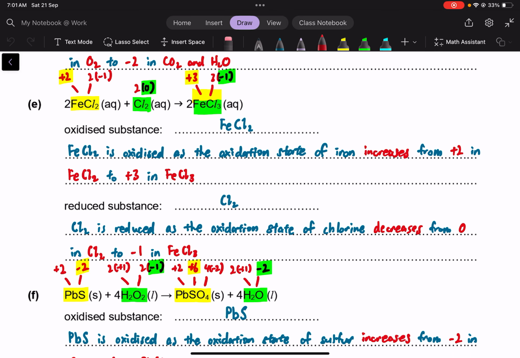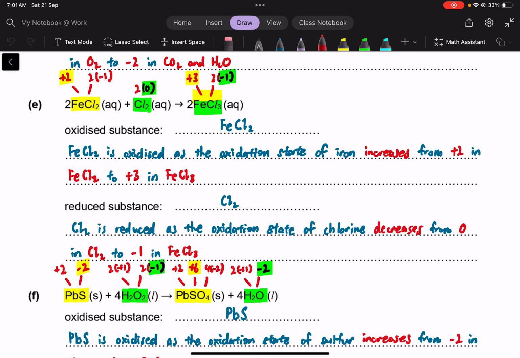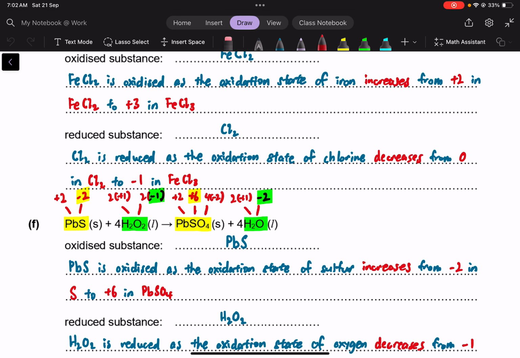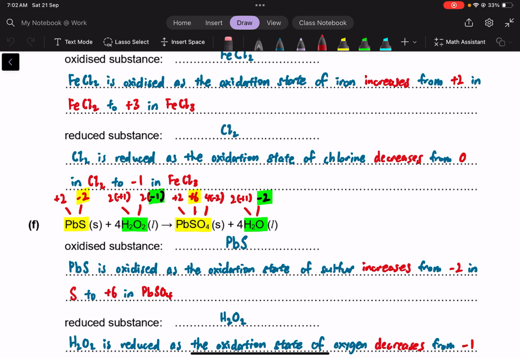from how many in which substance to how many in the reactant to how many in the product. So FeCl2 is being oxidized because oxidation state of iron increases from +2 in FeCl2 to +3 in FeCl3, while Cl2 is being reduced because oxidation state of chlorine decreases from 0 in Cl2 to -1 in FeCl3.